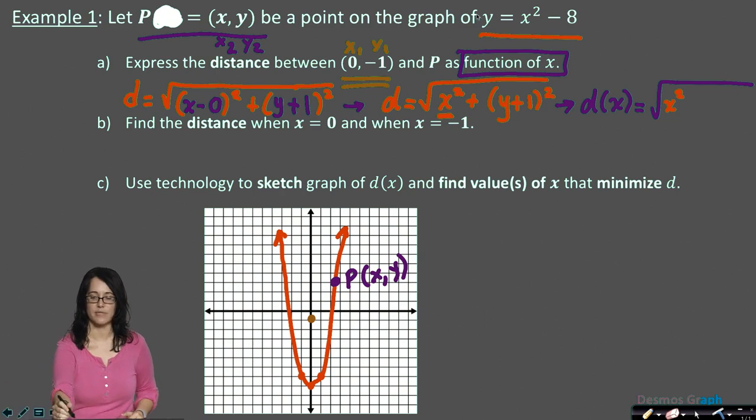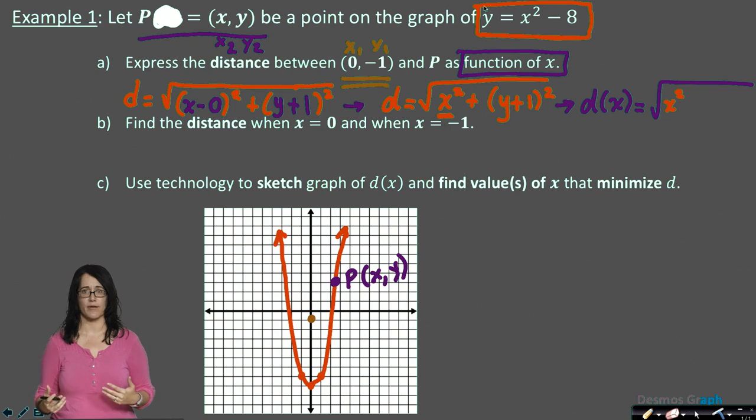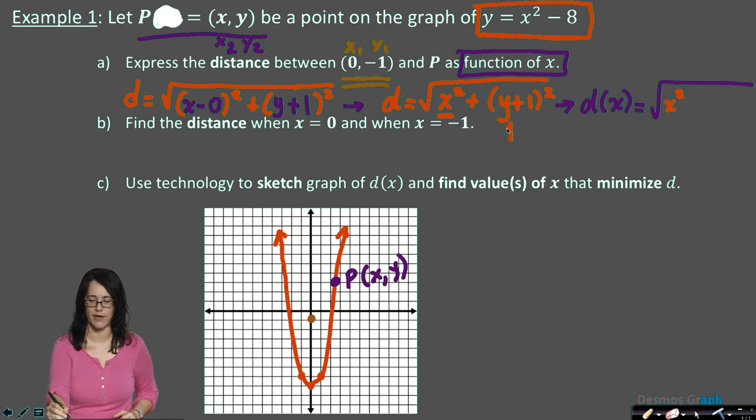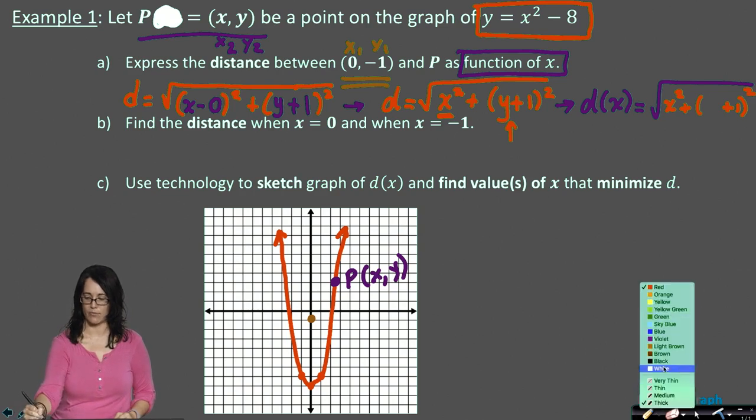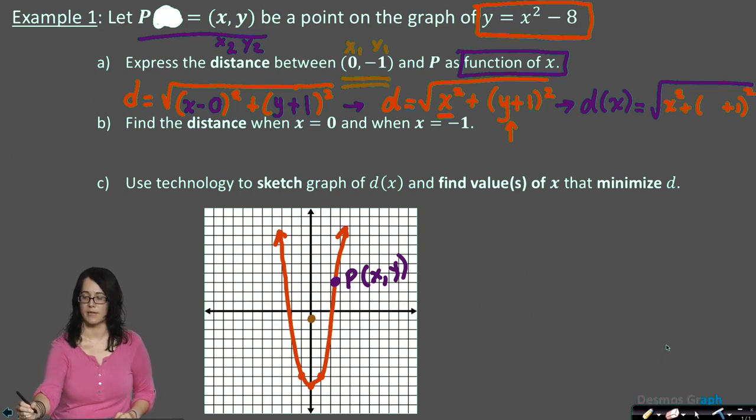And the good news is, I was told that if I'm truly on this trajectory, I can get my y value by saying, take your input x, square it, and subtract 8. So in other words, I can replace my y value with x squared minus 8. Let's do it. So we have y in the parentheses and then plus 1, right? And being squared. So now instead of y, I'm replacing it with what it's supposed to equal, which is x squared minus 8. I know that's kind of hard to see.